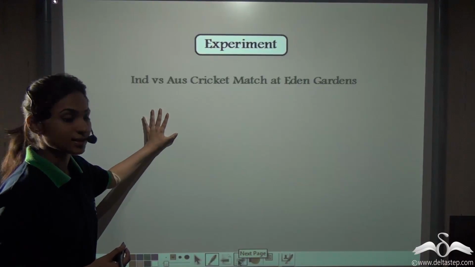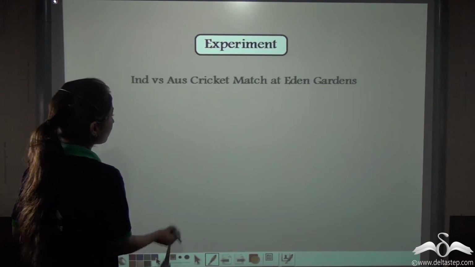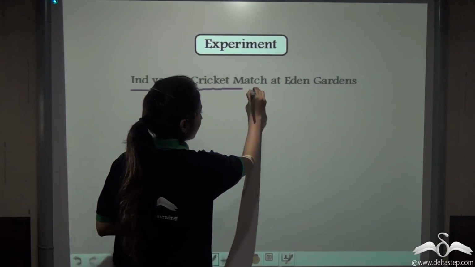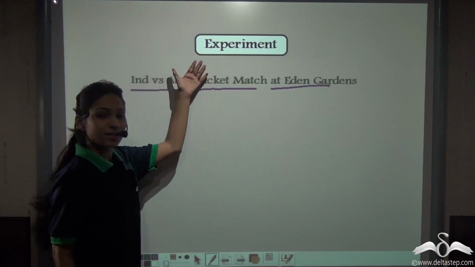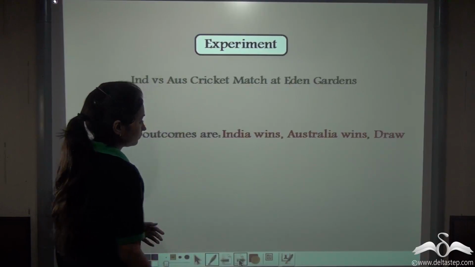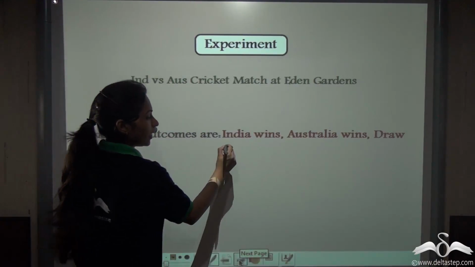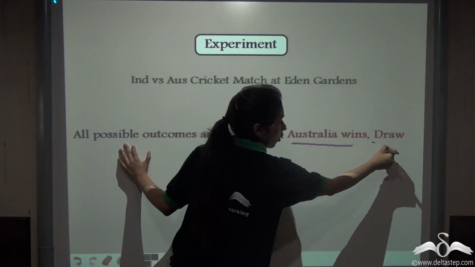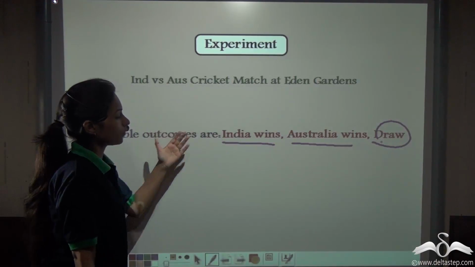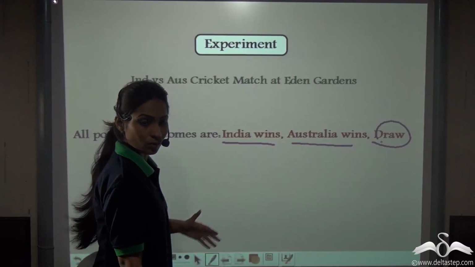Well, let's see from this example again. India versus Australia cricket match at Eden Gardens. This is our experiment. Now what are the possible outcomes? You are already familiar with it. India can win, Australia can win, or it can be a draw match. So we are having these three possible outcomes.